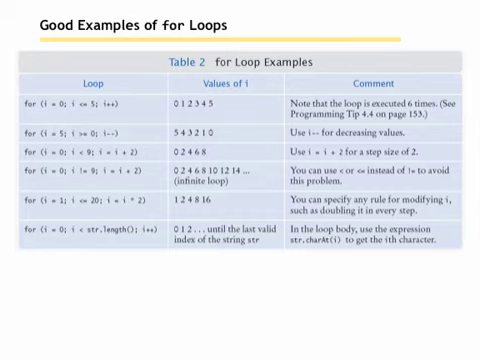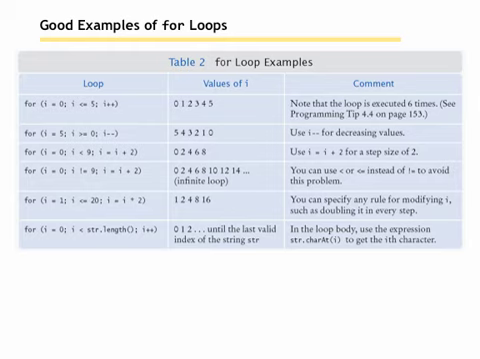Some good examples of for loops. Say if we had for I equals 0. Notice we didn't say int I there. This assumes that int I has been defined before we hit the for loop. For I equals 0, I less than or equal to 5, I plus plus. That loop will execute 6 times, starting at 0 and ending when I gets to 6. It will not execute when I is 6.